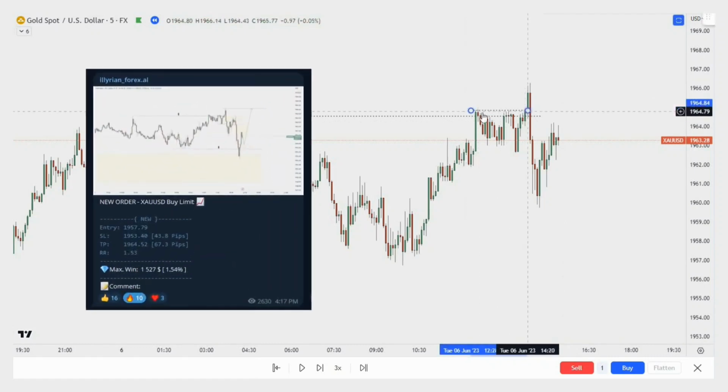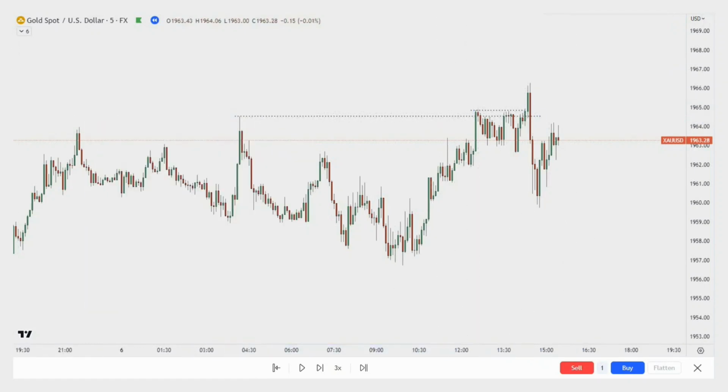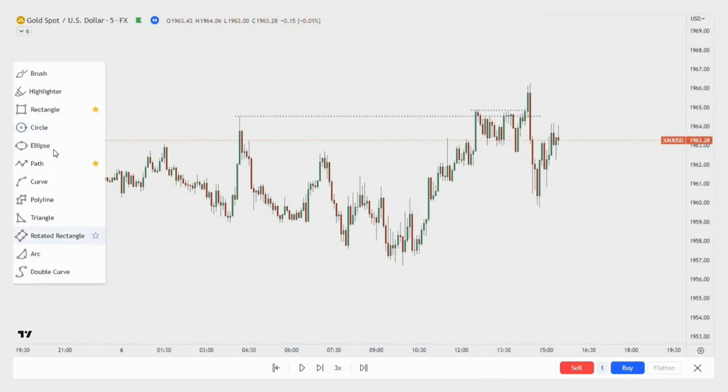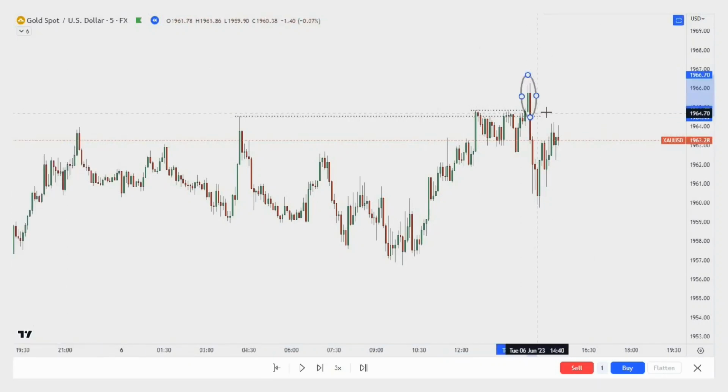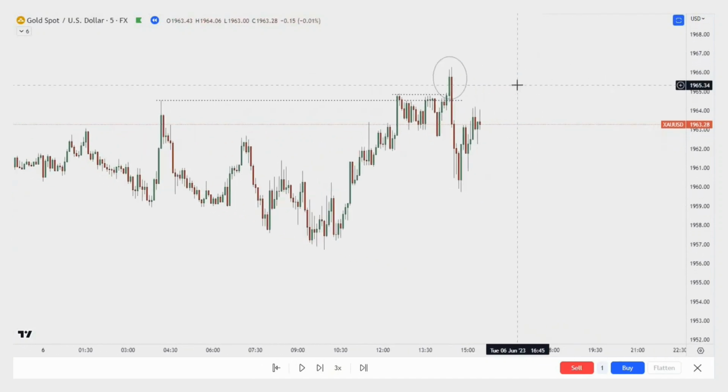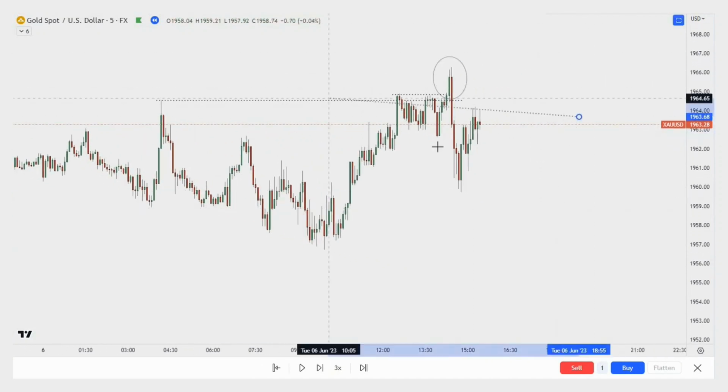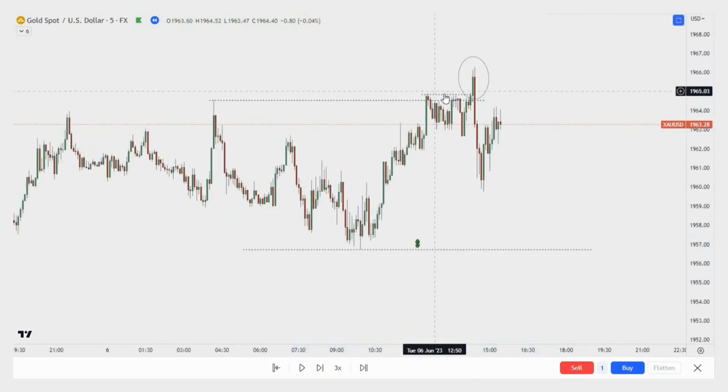This trade was shared on our free Telegram channel this week. The pair is gold versus US dollar, 5-minute time frame. We are highlighting the buy-side liquidity. As we can see, the price took the liquidity and dropped in the downside direction. This sharp move left behind a fair value gap.